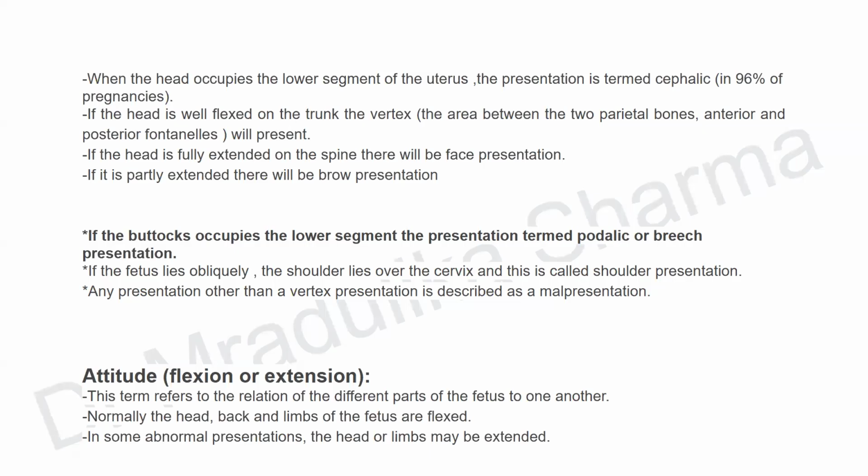If the buttock occupies the lower segment, the presentation is termed podalic or the breech presentation. And if the fetus lies obliquely, then the presenting part will become the shoulder, and it's called the shoulder presentation. Any presentation other than the vertex is described as malpresentation.